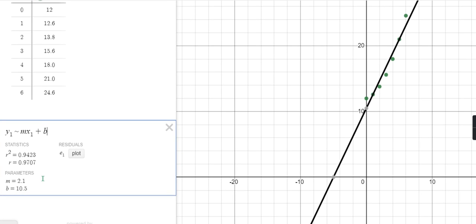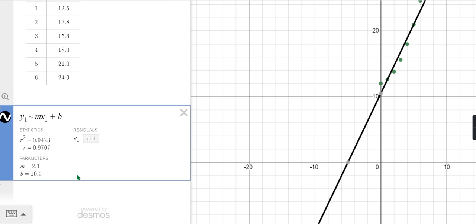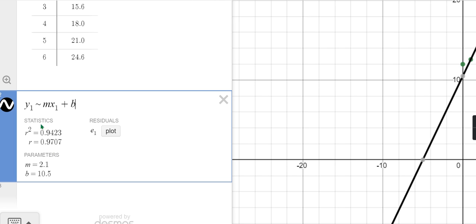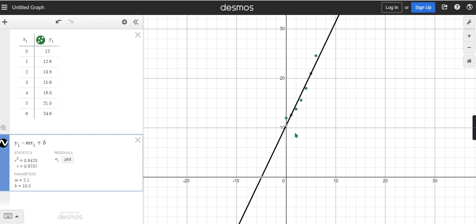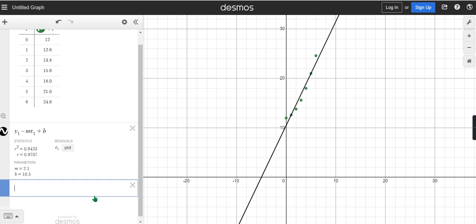If I zoom into what Desmos has given me, it says that a close line to these data points is the line y equals 2.1x plus 10.5. See, that's the m and the b that it found, 2.1 and 10.5. For now, you can ignore the statistics that are listed. If we look at this line that it drew, sure enough, the y-intercept looks like it's about 10.5. There it is, 0, 10.5. And then the slope is 2. So that's a pretty good line, but maybe we could do better than that.